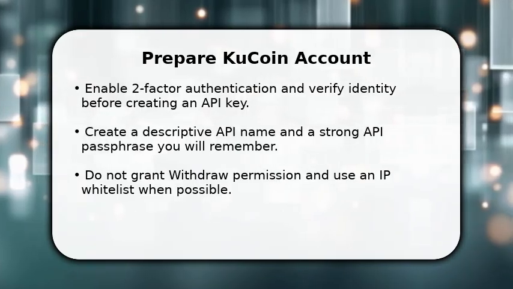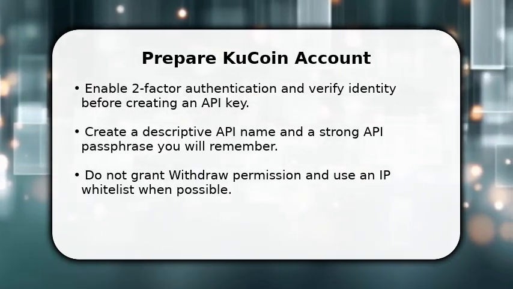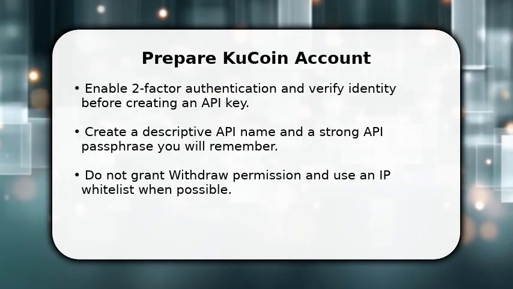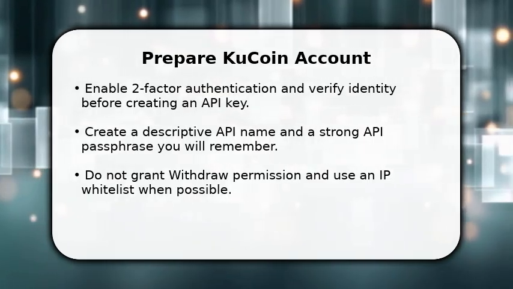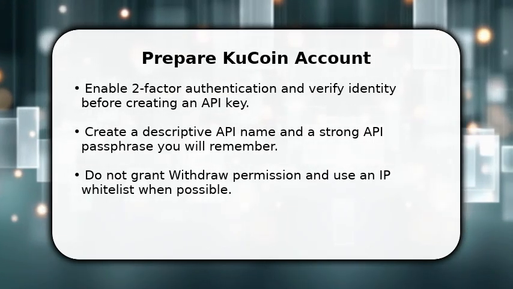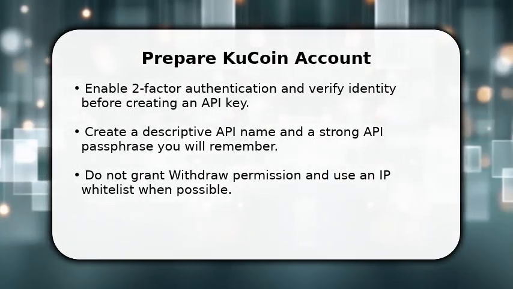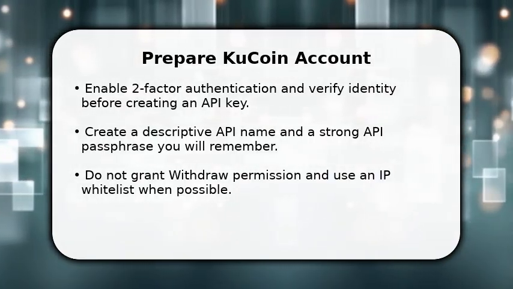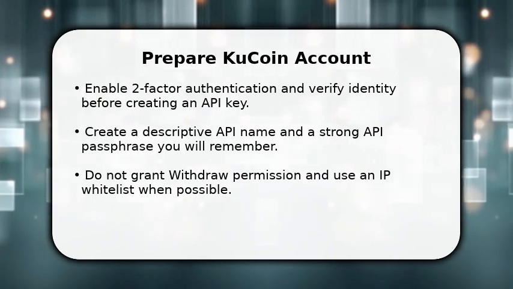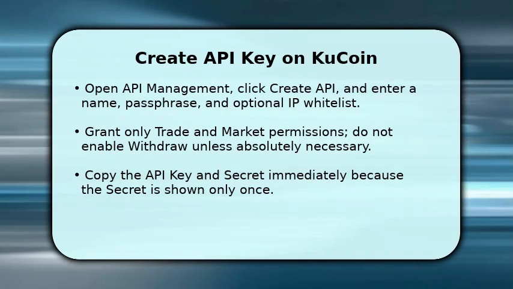Exchanges typically require 2FA. Plan a descriptive API name and create a strong API passphrase you will remember because Tradingview requires it when connecting. For safety, avoid granting withdraw permission to API keys and enable an IP whitelist, limiting calls. To log into Kucoin, go to Profile, then API Management, and click Create API to begin.